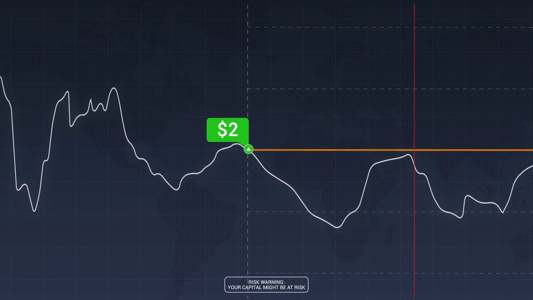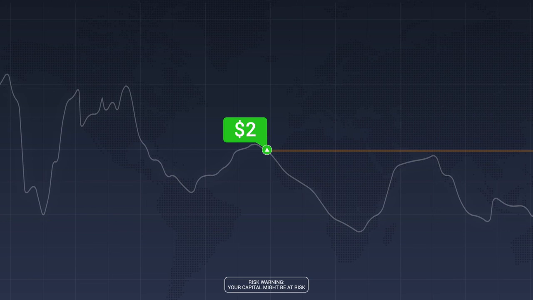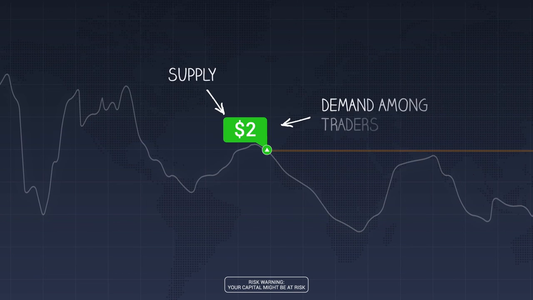The cost of options is determined by the market. We use 13 option exchanges. Market conditions depend on a combination of many factors: supply and demand among traders, price volatility in the past, time to expiration, and more.